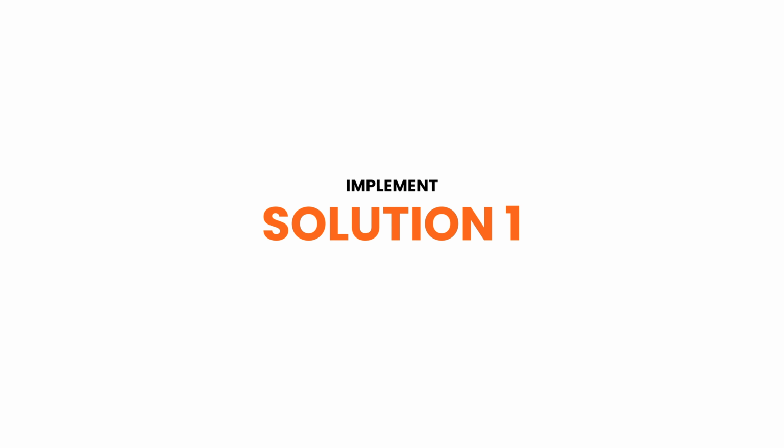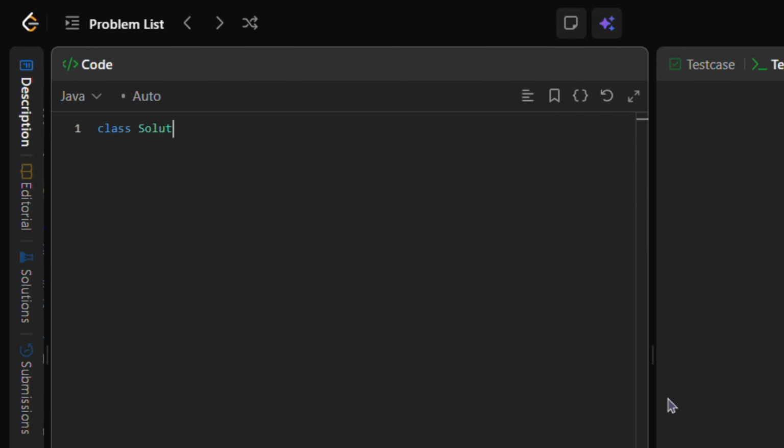Let's try to implement it using solution 1. We begin by defining the solution class. This is the container that holds our method. Then we declare the maxProduct method. It takes an array of integers and returns the maximum product of any contiguous subarray. Next, we store the length of the array in n. This makes the code cleaner and easier to read.